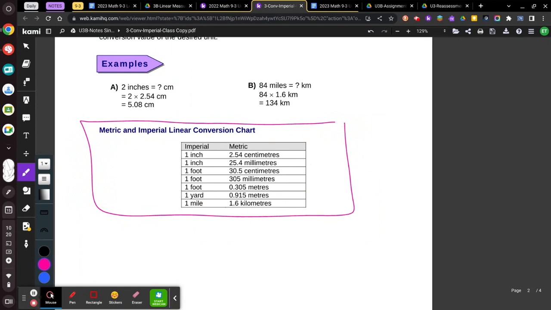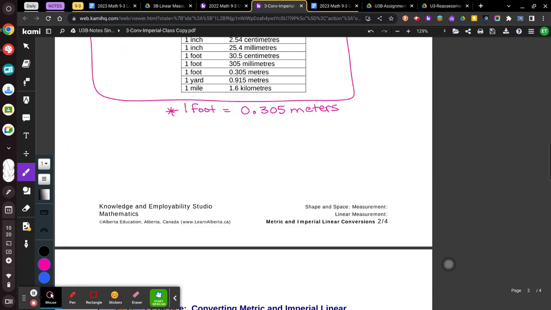So you want to say, where is it? Inch, foot, 1 foot equals 0.305 meters. Okay, that one's not there. You might want to put that one in there. Okay, so that one you might want to put in there. Please add that one in there. Okay, that one has to be added. Okay, any other questions so far? Okay, so that's a chart we're going to be using.